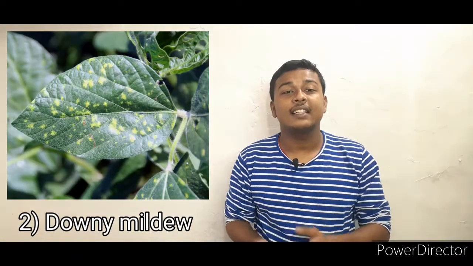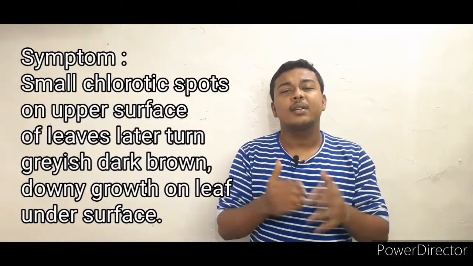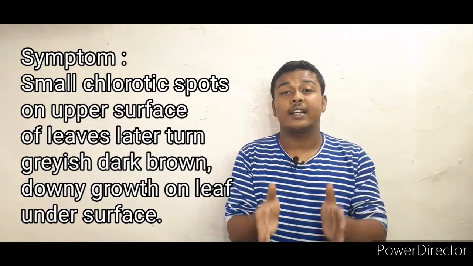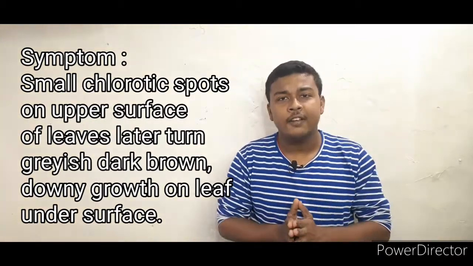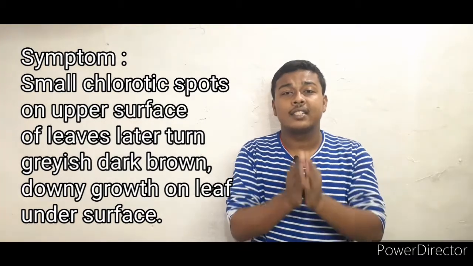Now the next kind of disease is downy mildew, and the symptom of this disease is small chlorotic spots on the upper surface of the leaf which later turn to grayish dark brown.